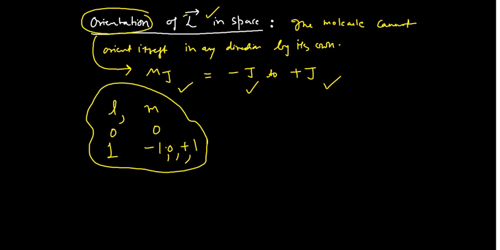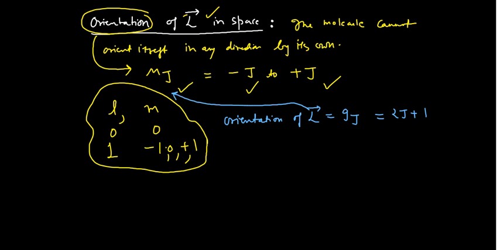So how can we calculate the orientation of the L vector? For this you have a simple formula that I am writing for you. Orientation of L vector would be equal to the degeneracy, that is Gj, and the Gj formula is 2j plus 1, and that would be decided by the m value going from minus j to plus j. So this is the theoretical part.